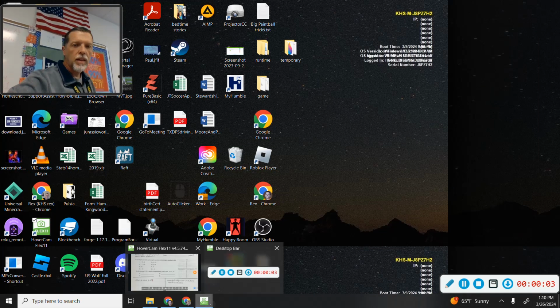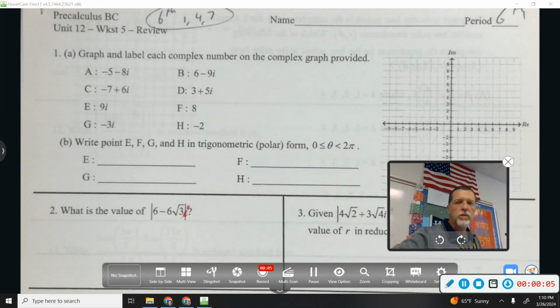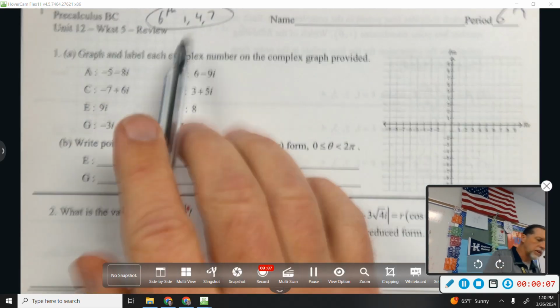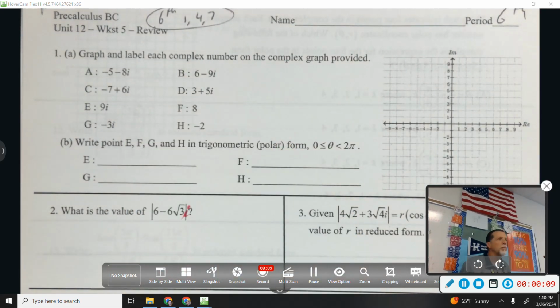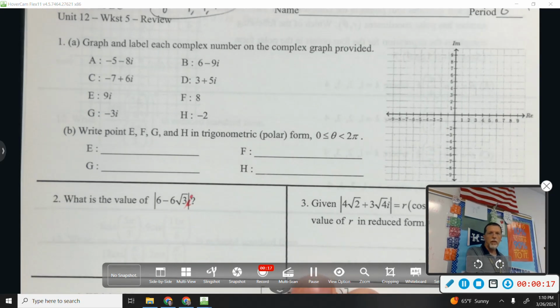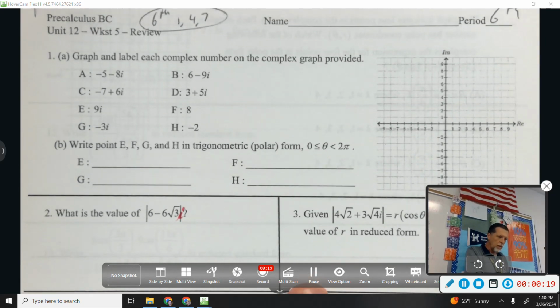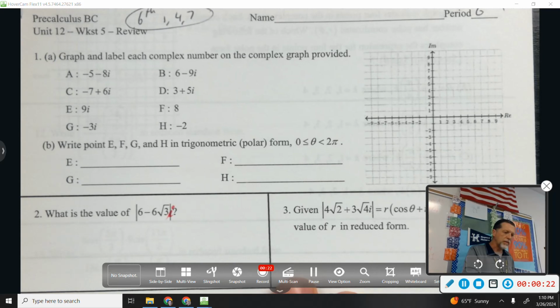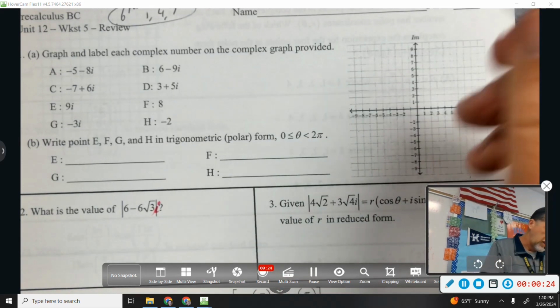Alright, so this is the 6-period video we'll be doing every third one, starting with number 1. Obviously the other ones are posted in the same place this one's posted, in the Google Drive with all those resources. Number 1, graph and label each complex number on the complex graph provided.